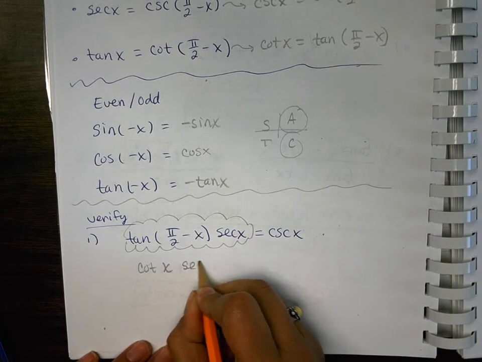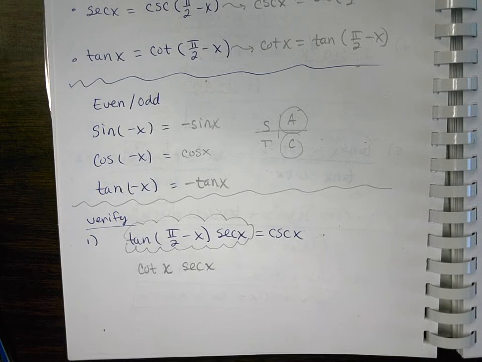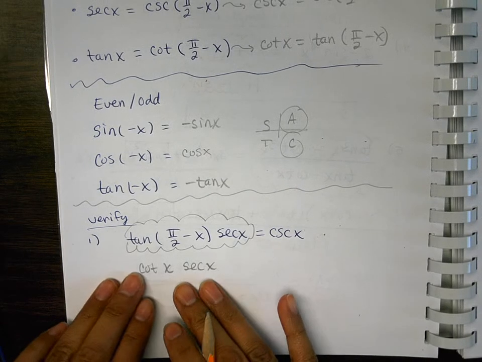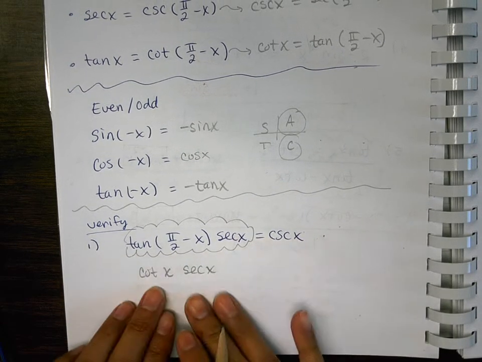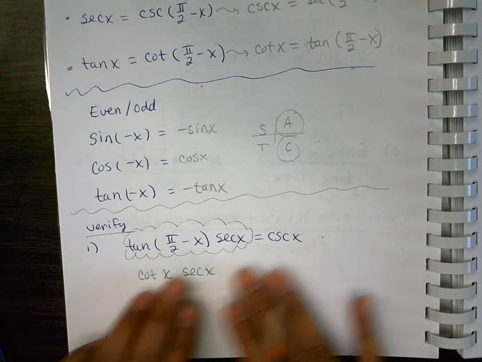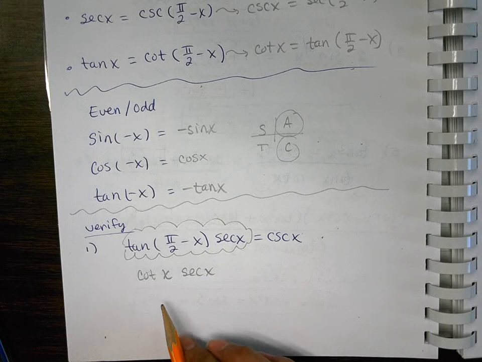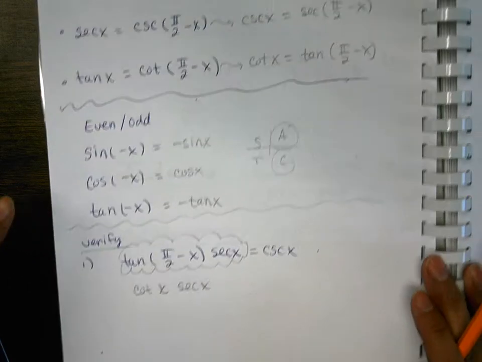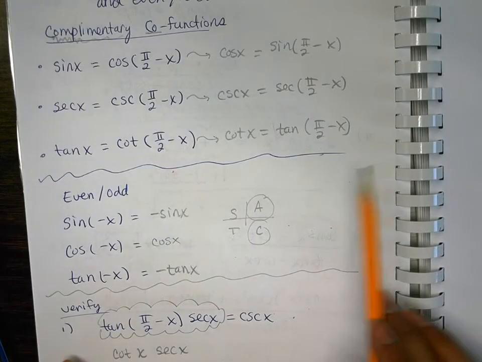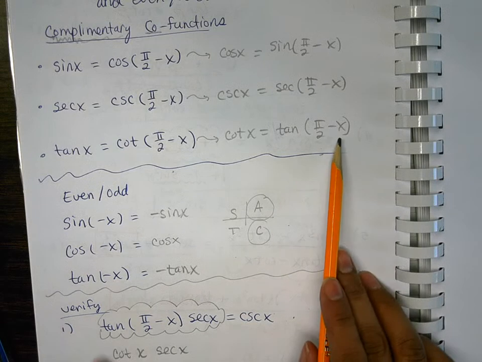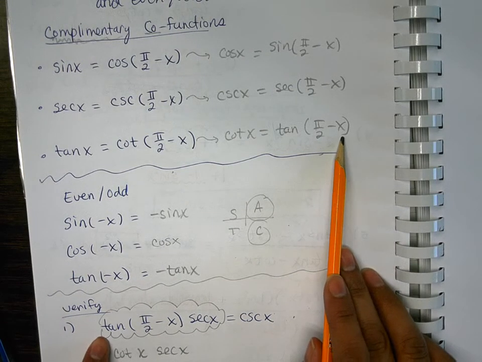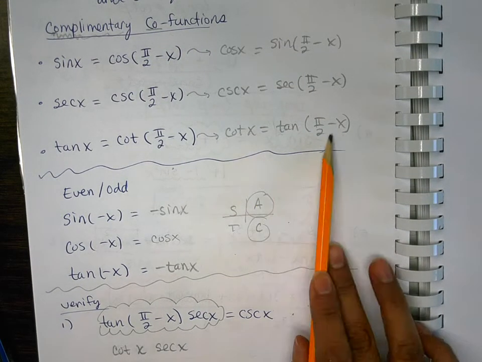Times secant x. Now, any thoughts and suggestions on how to get this to this? Change everything to sine and cosine. While you do that, I'm going to take a step back. Would anybody like me to repeat what I just did? We're good? We use this one right here. Tan of pi over 2 minus x is equal to cotangent x.